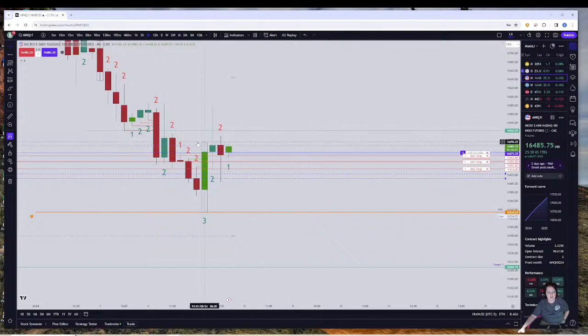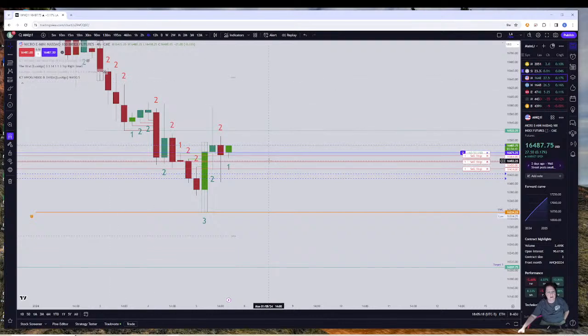But we are inside this range here. I found this over the weekend: Lux Algo, for anybody that uses TradingView, Lux Algo came out with the strat. I was very surprised to see that. You know, I don't really use indicators.